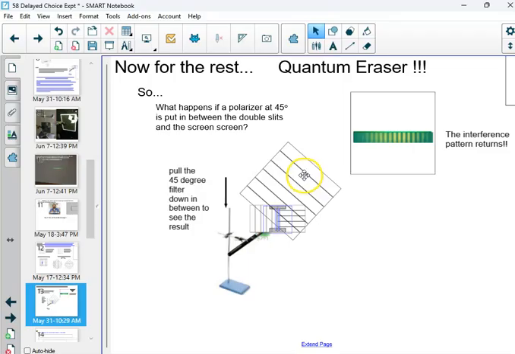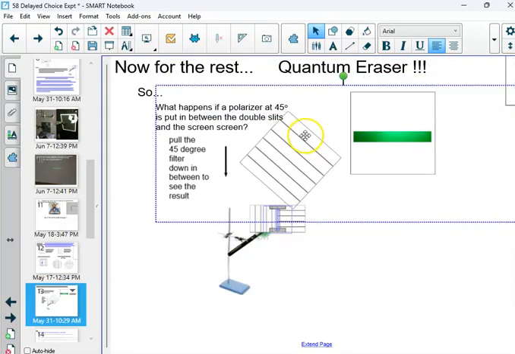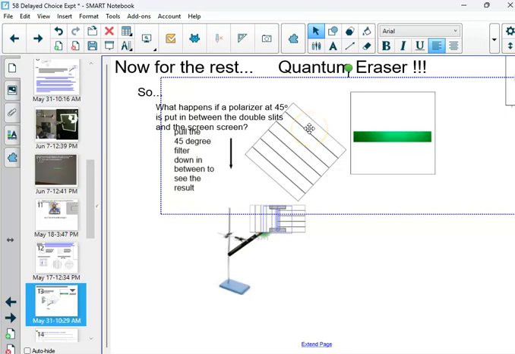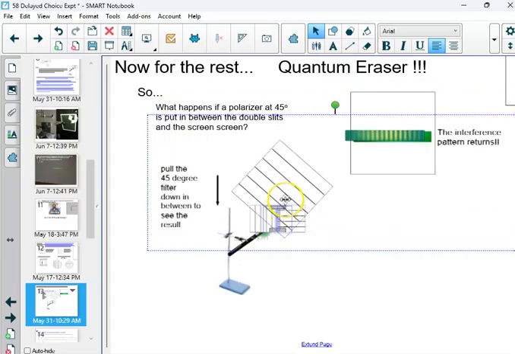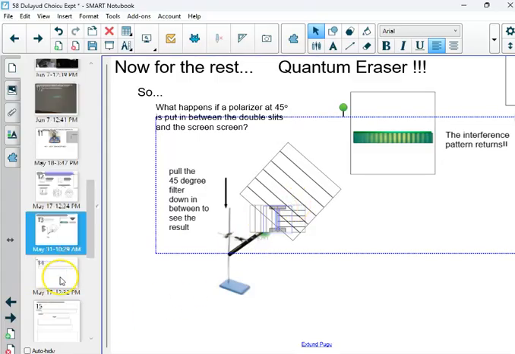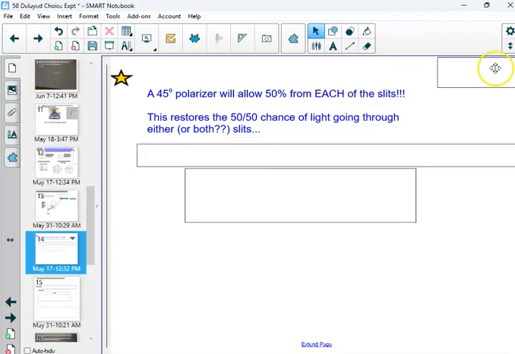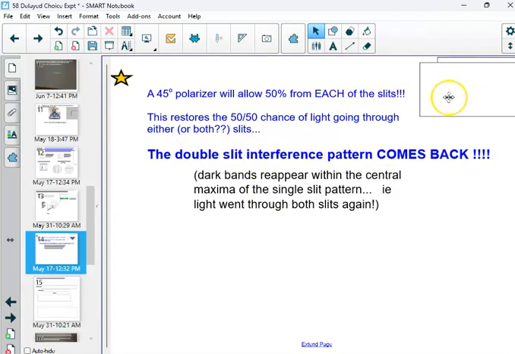The weird part about this is that you could put this filter way afterwards or before and it would restore it. So the delayed choice idea is the light goes through here, right? And because we're looking at it, it doesn't interfere. But then later on, you release that information, you can no longer tell which one they went through, and so the interference comes back, right? So several meters away, the light then decides, oh, actually, we will interfere. It's kind of weird, right? So it restores that 50-50 chance. The double slit interference comes back.